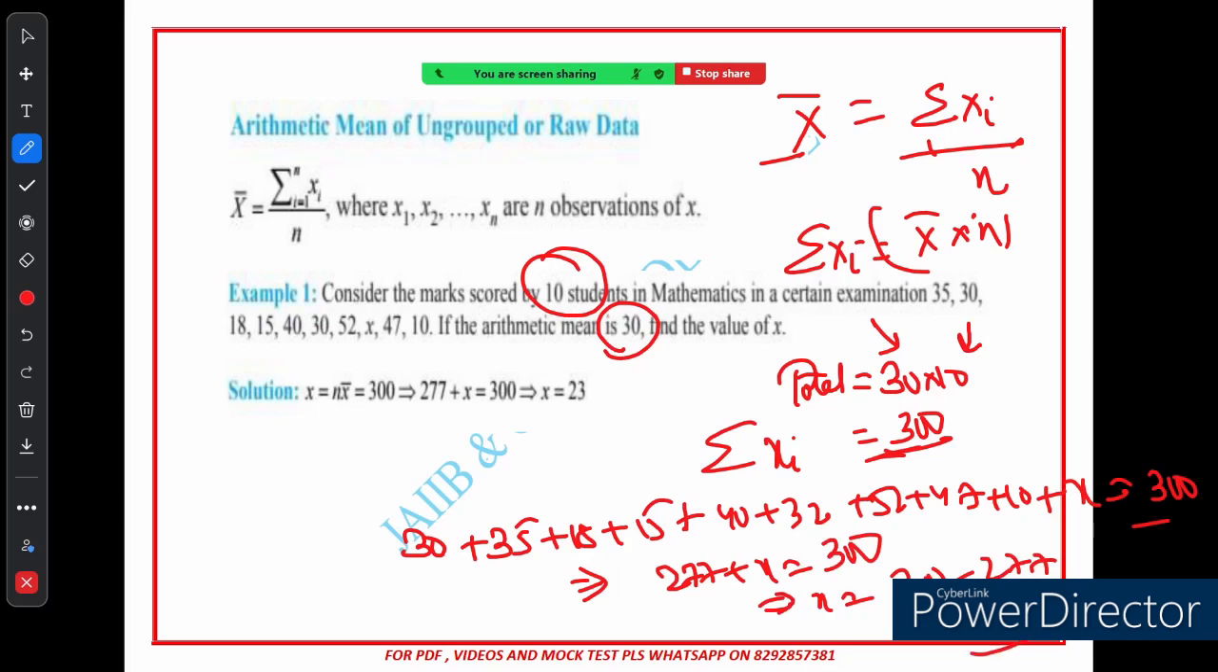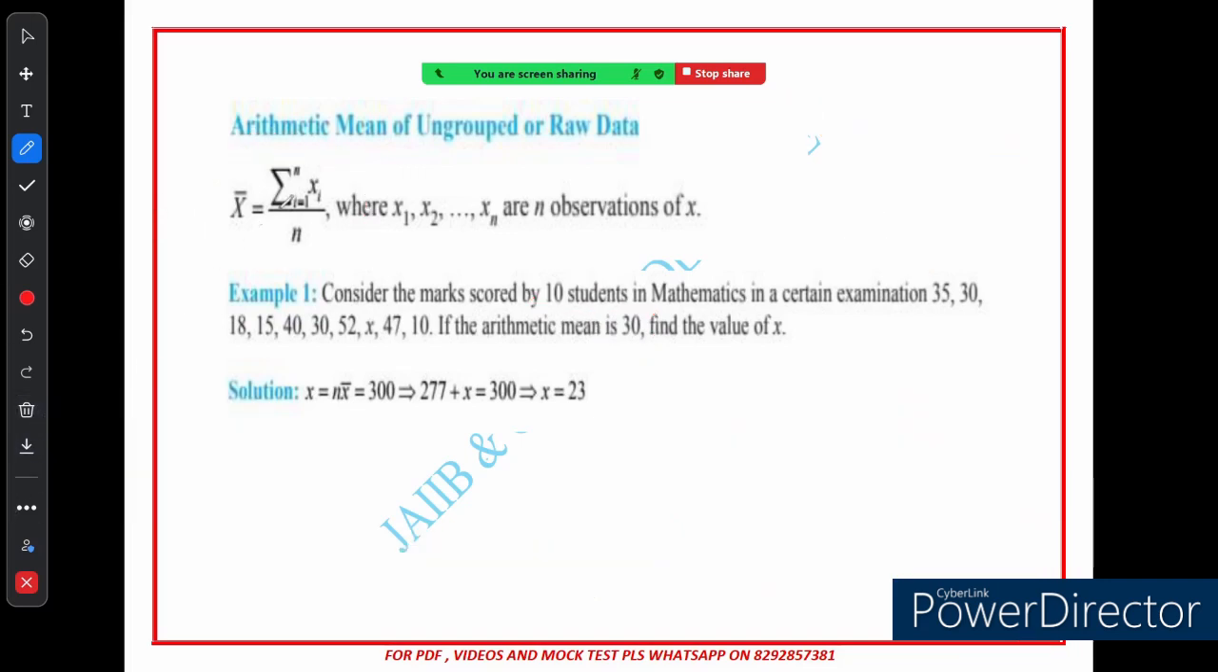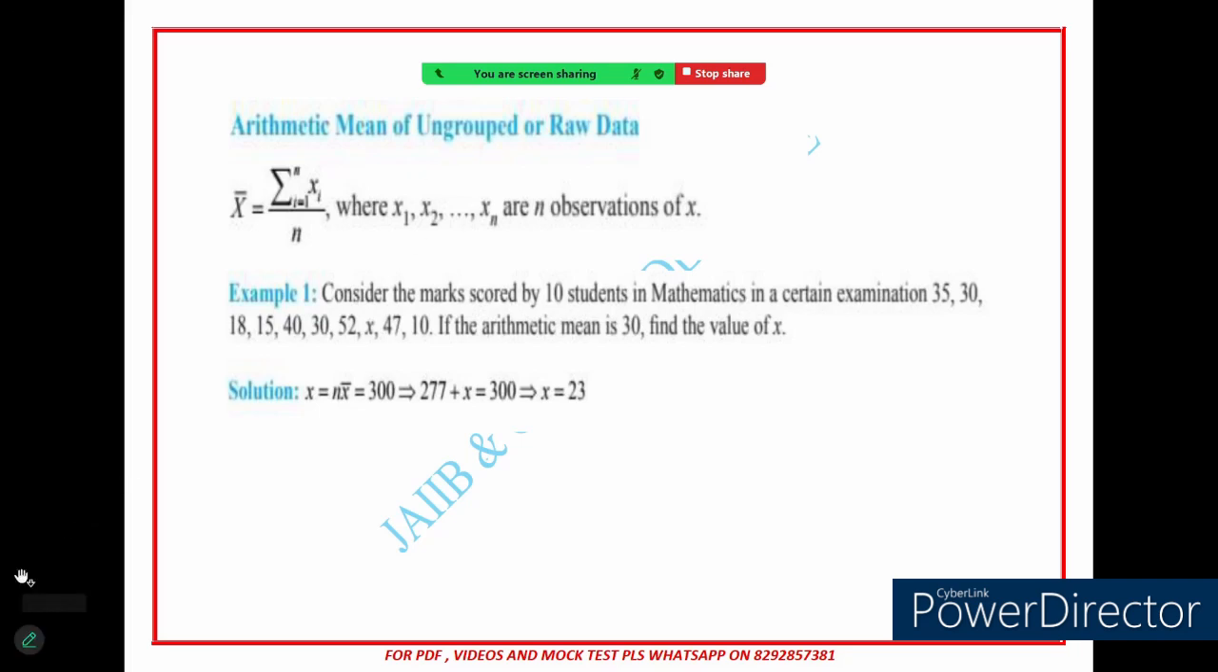You just have to remember the key formula here. What is the key formula? You can see this is the key formula you have to remember. That's all, right? So this is how you should go about solving such type of problem. This is the case of ungrouped data, or raw data, the raw figures, as we call it.